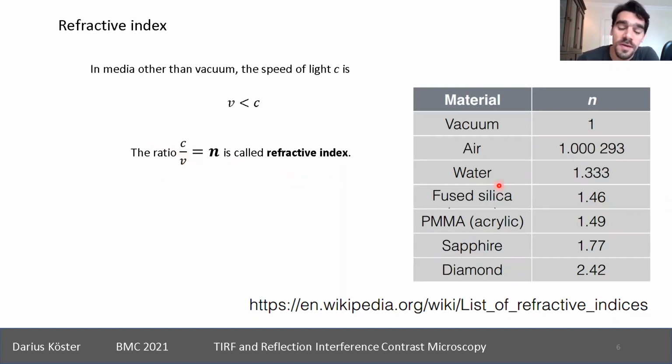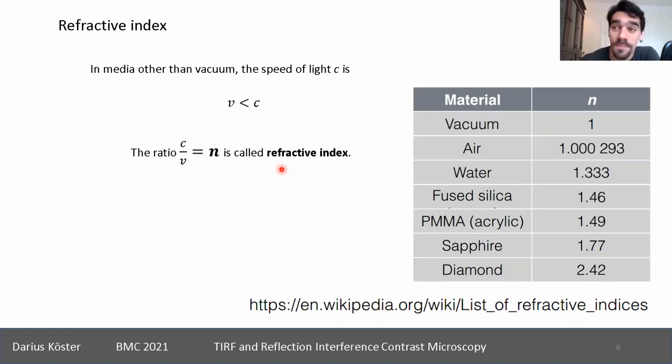Here you see, I took this from Wikipedia, a summary of some of the common materials where we know the refractive index. For example, if light enters water, the speed is reduced by a third, and the refractive index is 1.33. Another important one that will come up again and again, particularly in microscopy, is the refractive index of borosilicate glass, which is about 1.52.